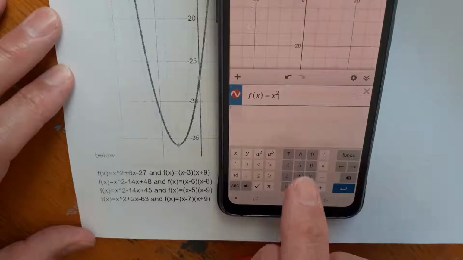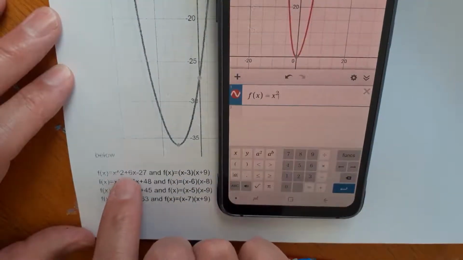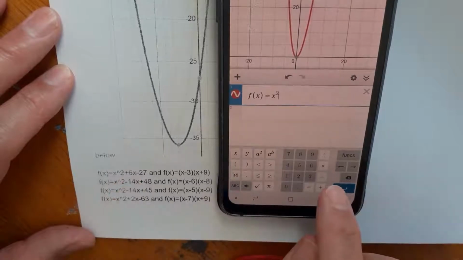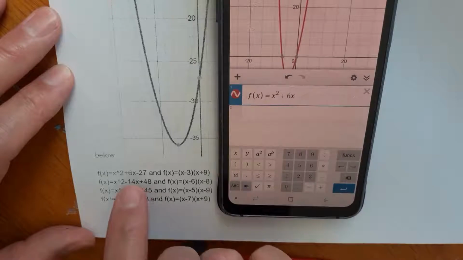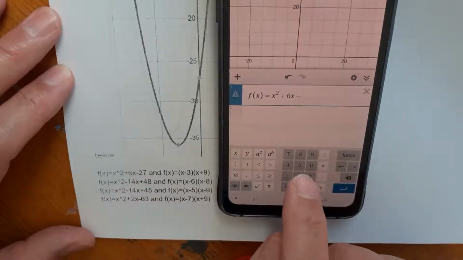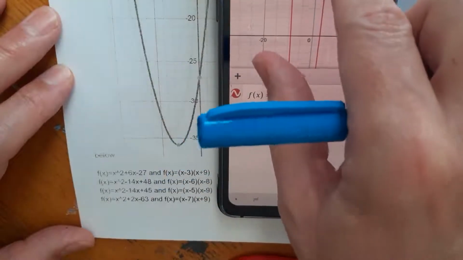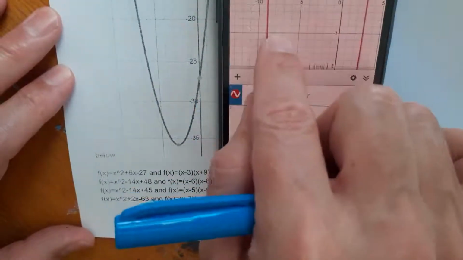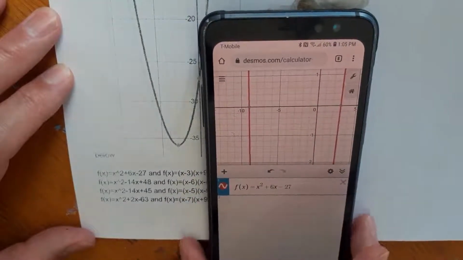X squared. Notice it's already got a parabola drawn, but my parabola has some other parts to it. It's got plus 6x minus 27. Right? So it's showing me the roots right here, and as I expand this graph, I can go in closer and I can literally look at the different roots.